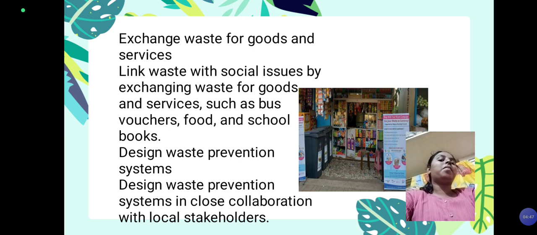Design waste prevention system. We have to design flow charts or any pictorial representation. We have to design a waste prevention system which is easily understandable by the citizens, and design it in close collaboration with local stakeholders, whoever the local stakeholders are. They must keep a board for exchanging the waste for goods and services, so that they collect the waste and give it to them and they can get a new one.